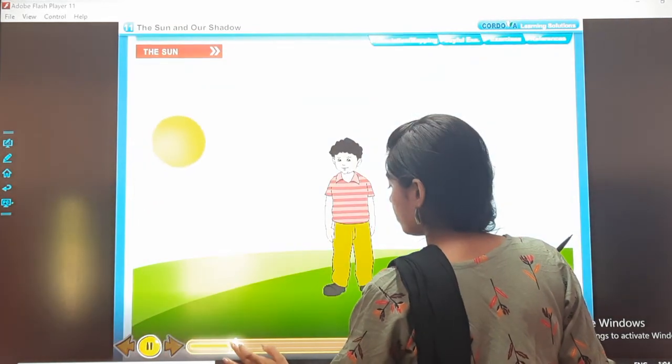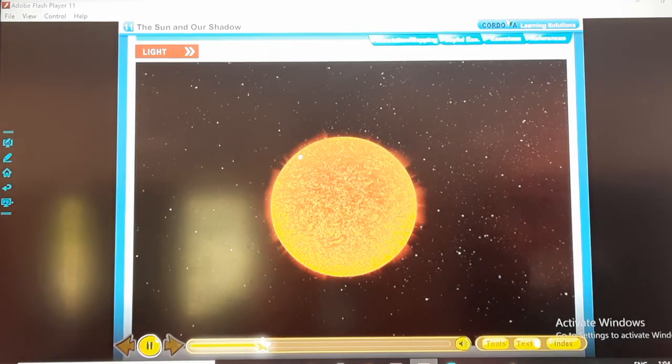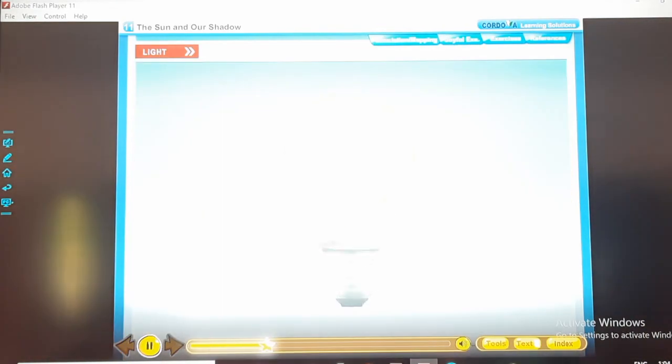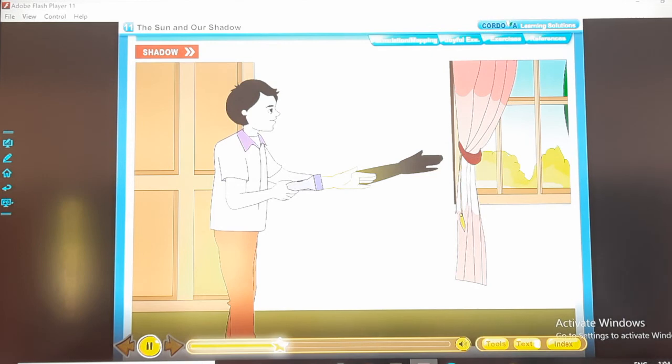The sun rises in the east in the morning. The sun sets in the west in the evening. Human-made sources of light are electric bulbs and candles. Shadow. Shine a torch towards the wall. Put your hand between the torch and the wall. You see a dark shape of your hand formed on the wall. The dark shape is called a shadow. You are able to see the shadow because your hand stopped the light falling on it. A shadow is formed when light is stopped by an object.